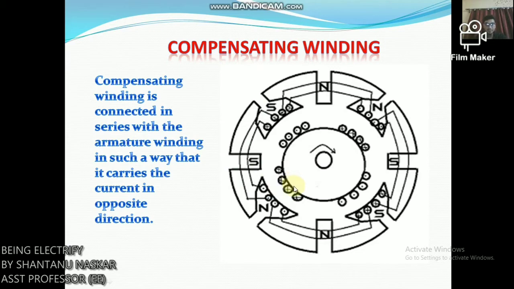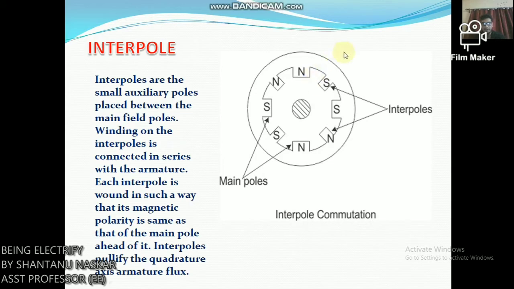Compensating winding is connected in series with the armature winding in such a way that it carries the current in opposite direction. Now interpoles. So these are the interpoles. These are the main poles. Interpoles are the small auxiliary poles placed between the main field poles. The winding on the interpole is connected in series with the armature. Each interpole is wound in such a way that its magnetic polarity is same as that of the main pole ahead of it. Interpole nullifies or neutralizes the quadrature axis of armature flux.